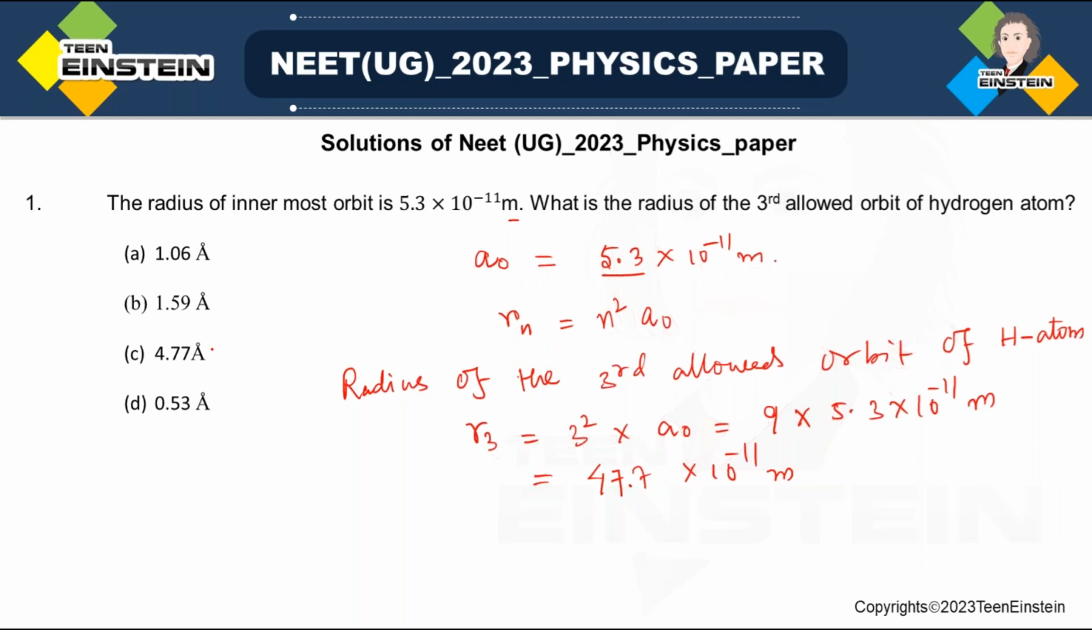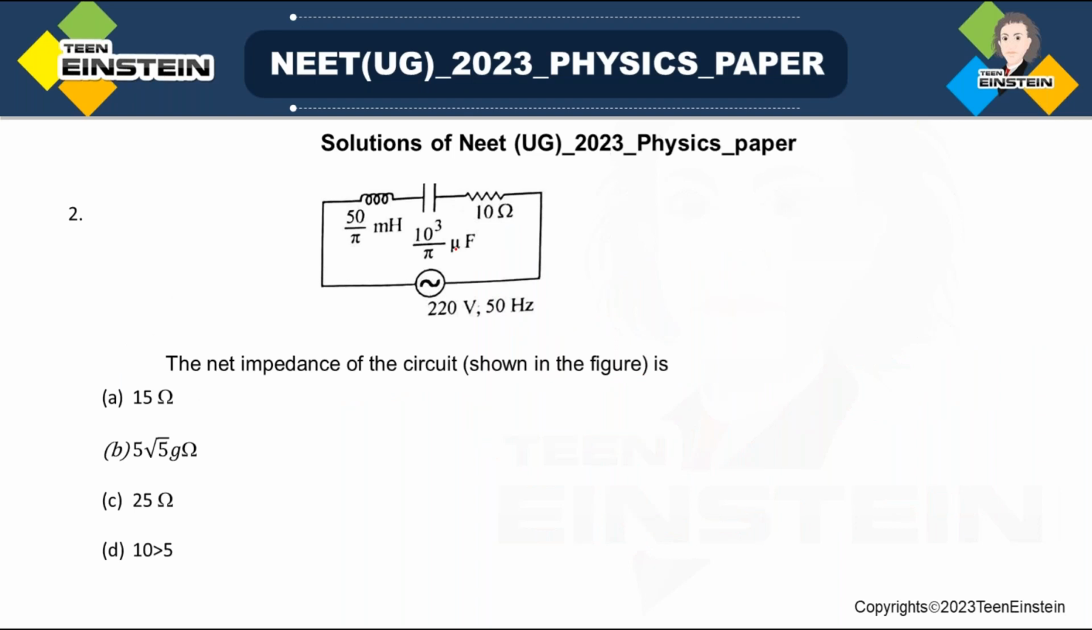But here the options are given in terms of angstrom. Angstrom is 10^-10 meter. So let us write this as 4.77 × 10 × 10^-10 meter. This is nothing but 4.77 angstrom. So this was also a very simple question. Good. So option C will be correct here.